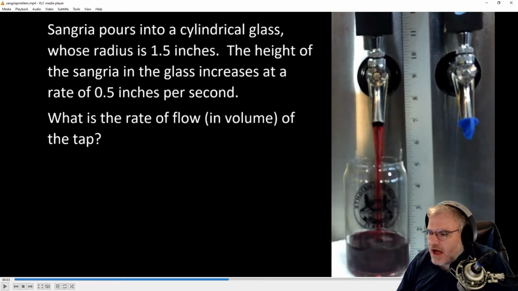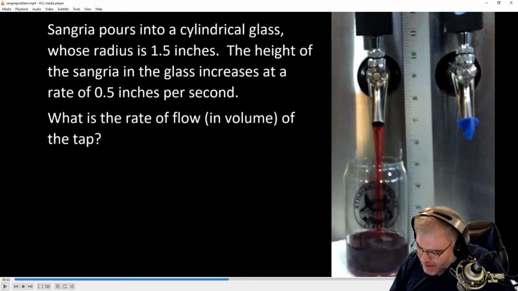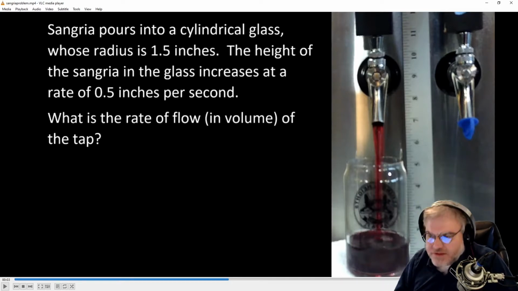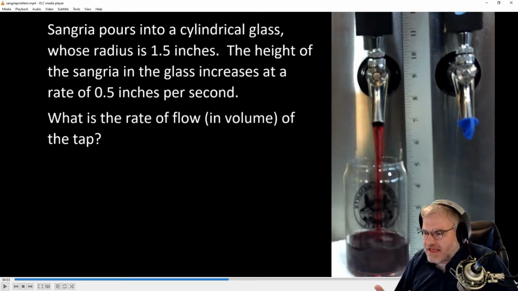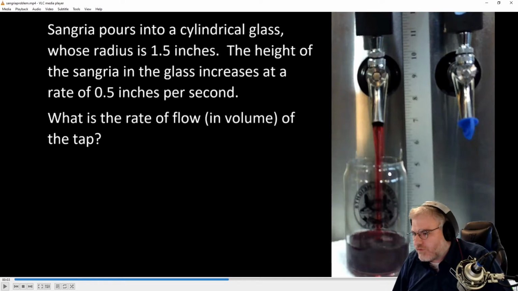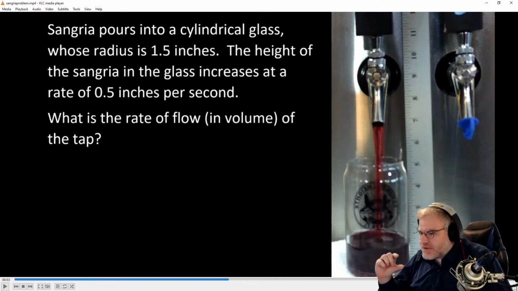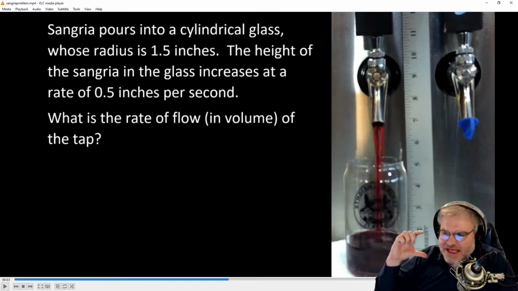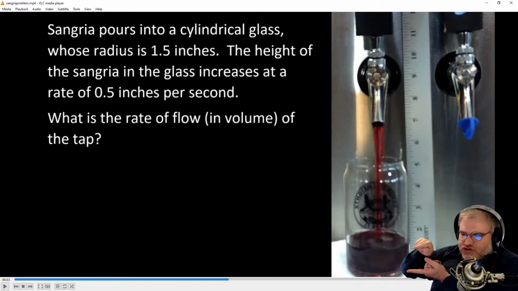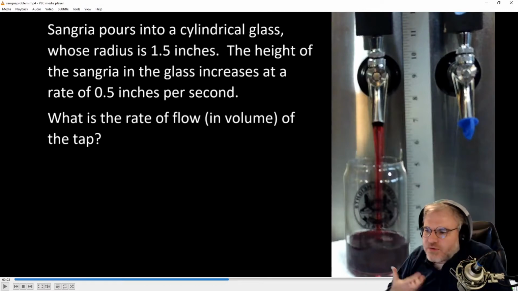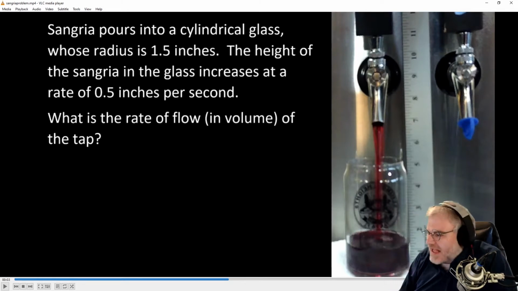And so I have some things that I know. Sangria is pouring into a cylindrical glass whose radius is 1.5 inches. I know the radius of the glass, and I know the formula for the volume of a cylinder if I know the radius and the height. But I'm not interested in the glass itself. I'm actually interested in the change in the height, because if I can find the change in the height, I can then compute the change in the volume. And that's the thing I want to know.